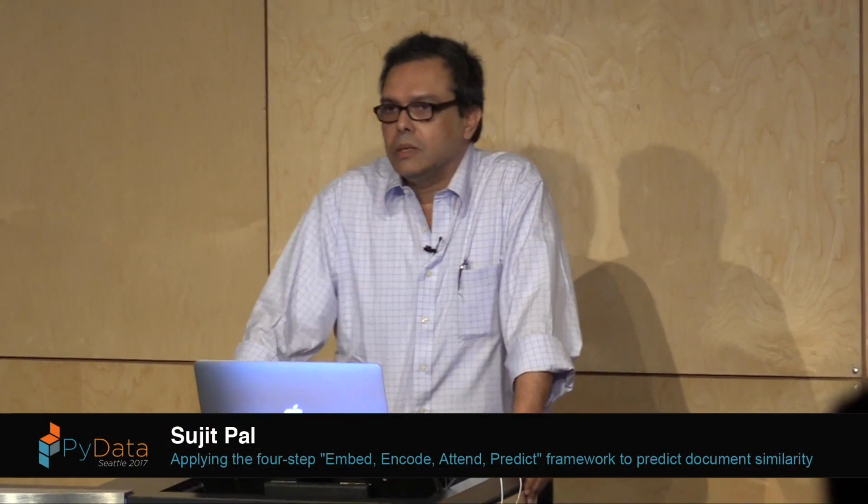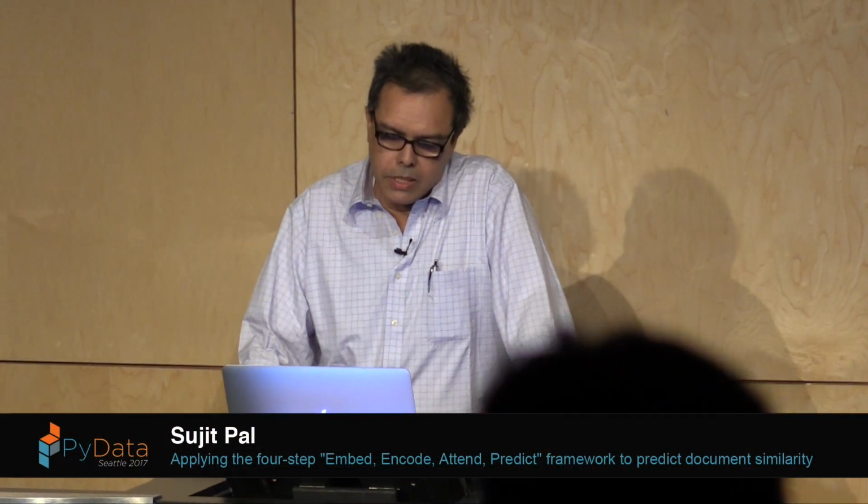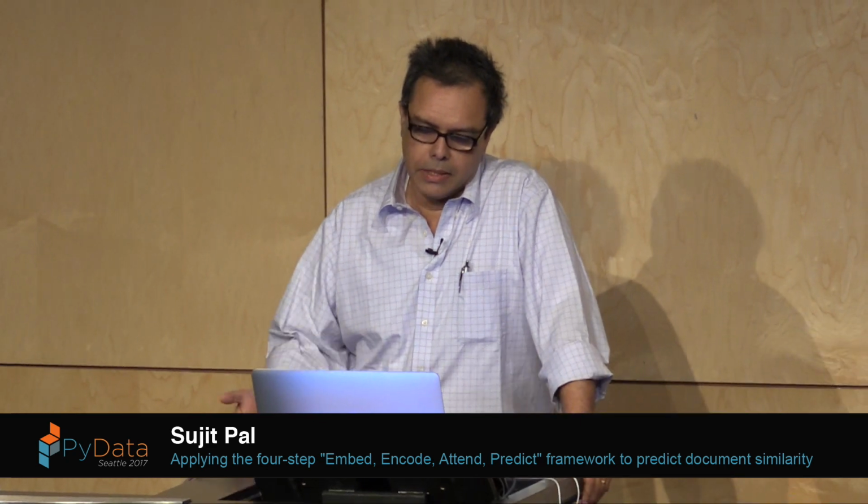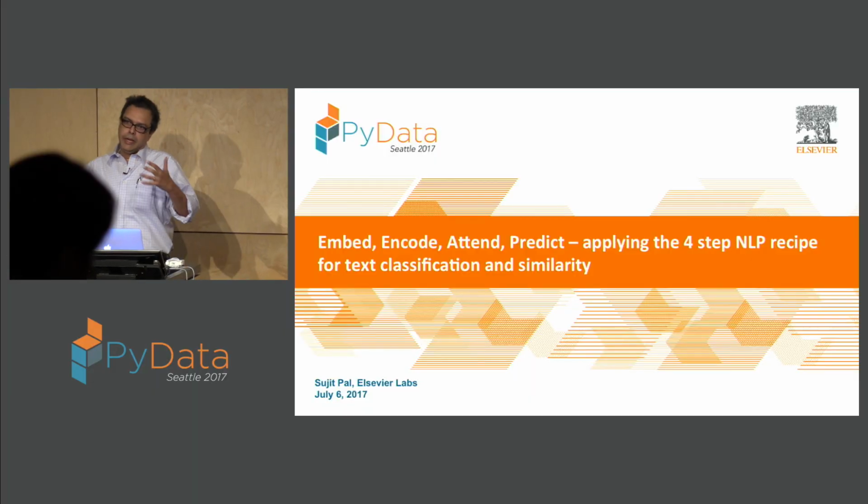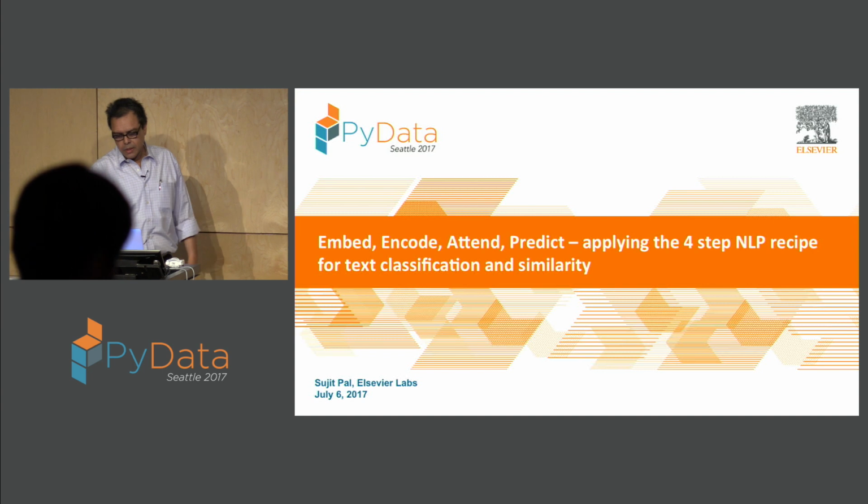And today I'm going to talk about this 4-step recipe for text classification and similarity. Essentially, you can think of these as Lego blocks. So it's embed, encode, attend, predict, and you can rearrange these Lego blocks in various ways, right?